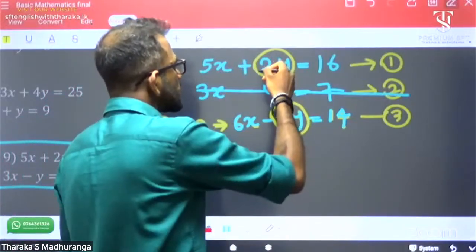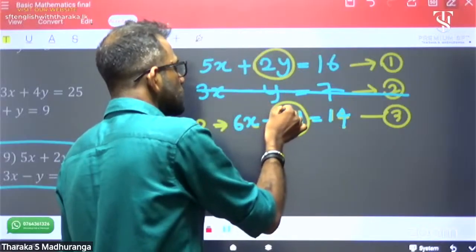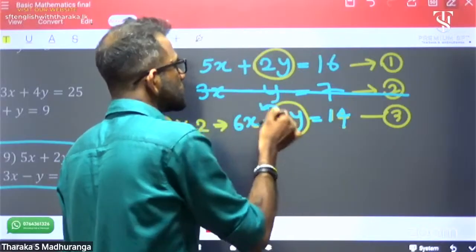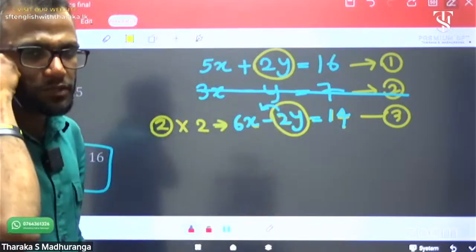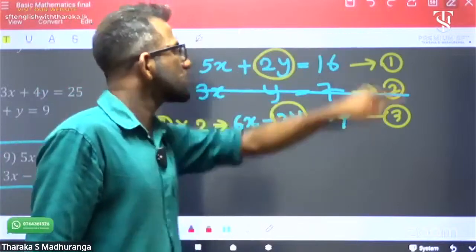Okay, now in the first expression, the y coefficient is plus 2. For the second expression, the y coefficient is minus 2. Now the signs are different. Then you can add.